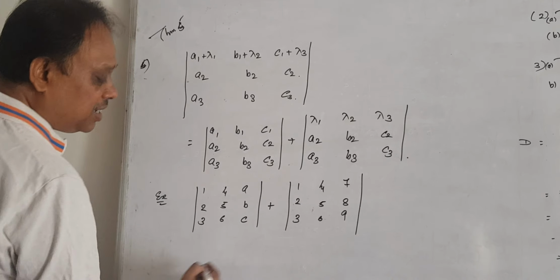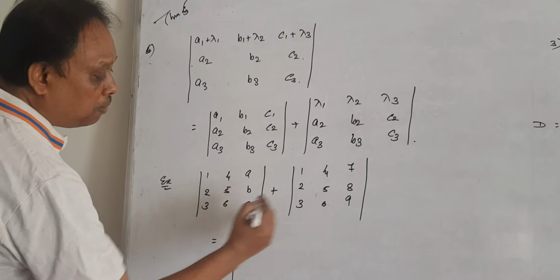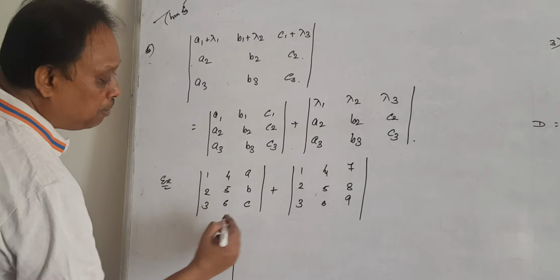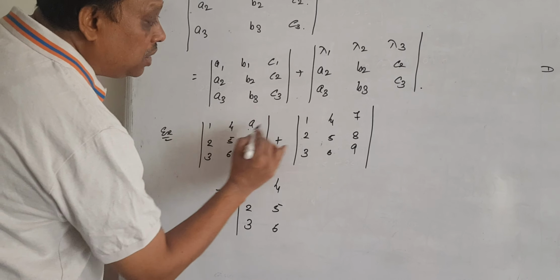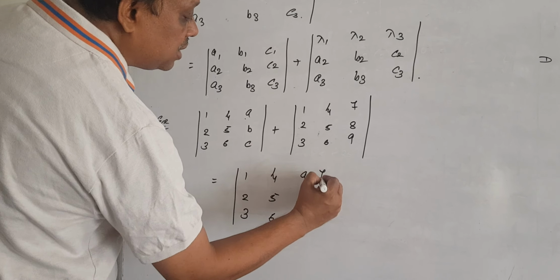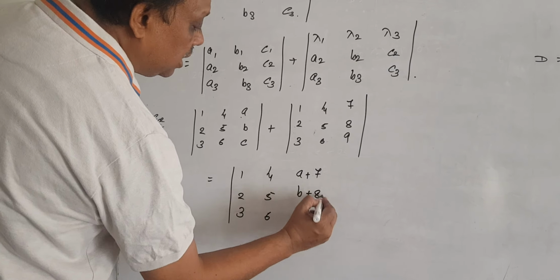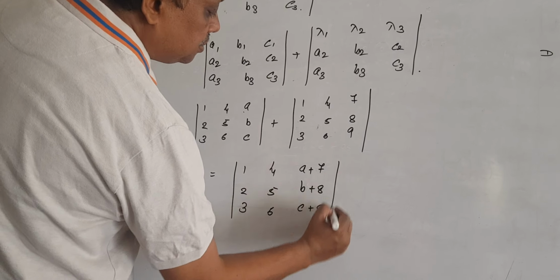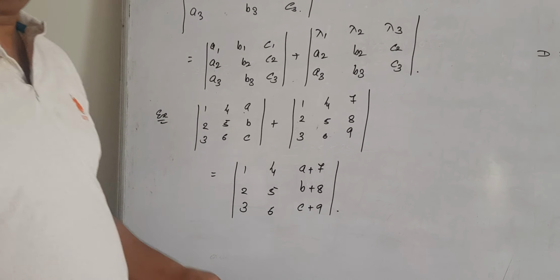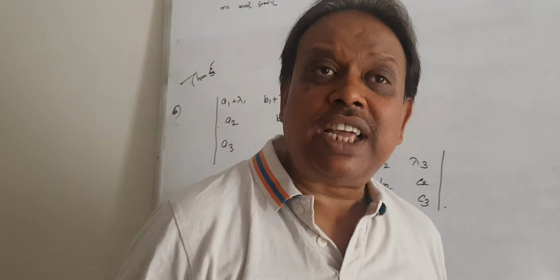तो हम क्या कर सकते हैं? तो just combine. तो ये दो रो तो similar हैं, तो that remain as it is: 1, 2, 3; 4, 5, 6. But इन दोनों का addition होगा: A plus 7, B plus 8, C plus 9. Is that clear?